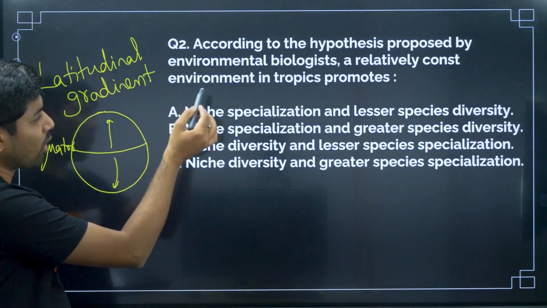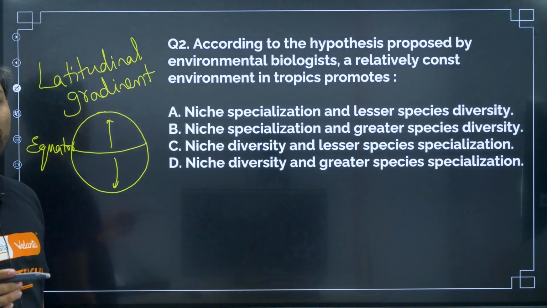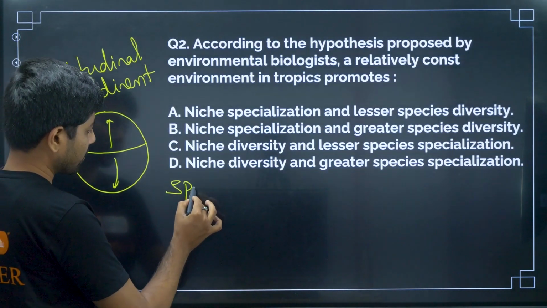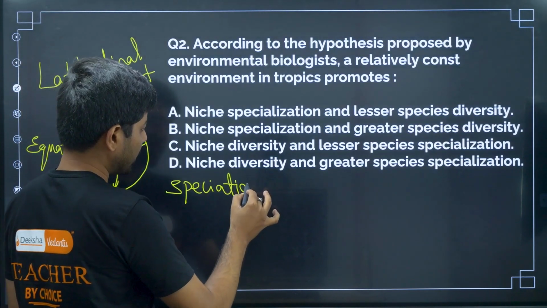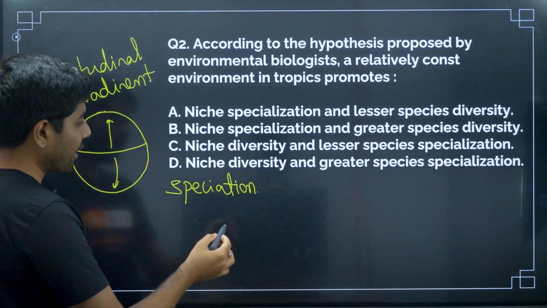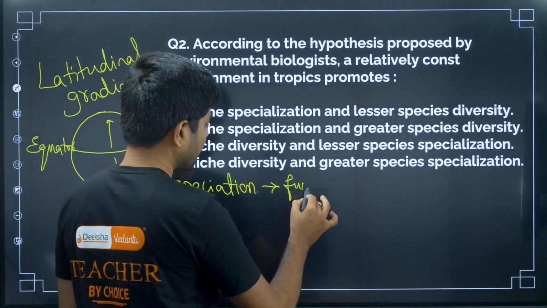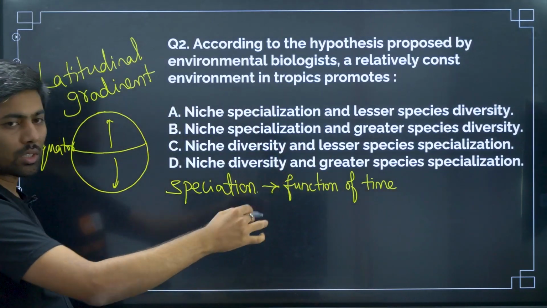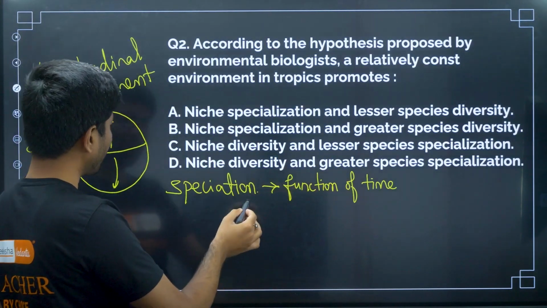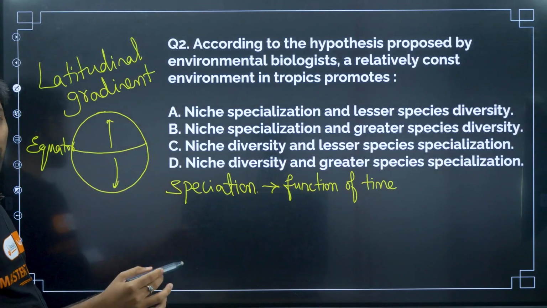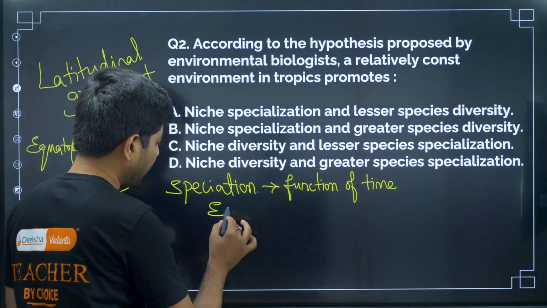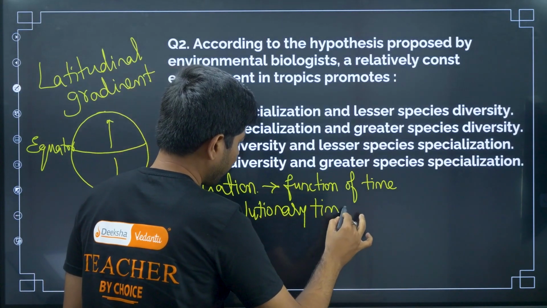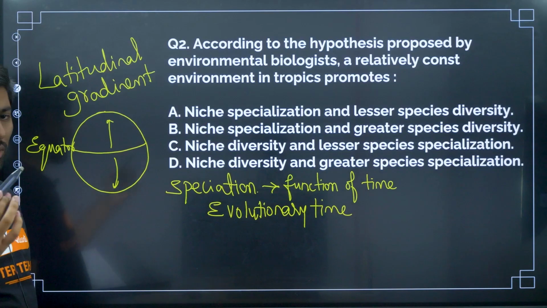Looking at this, the environmentalists proposed a hypothesis. Now what did this hypothesis say? According to the hypothesis, speciation, the formation of new species, is a function of time. You give a more constant environment and you give more time. Therefore here in the equator, what are species getting? They're getting more time. They get evolutionary time, millions of years, constant temperature, constant environment.